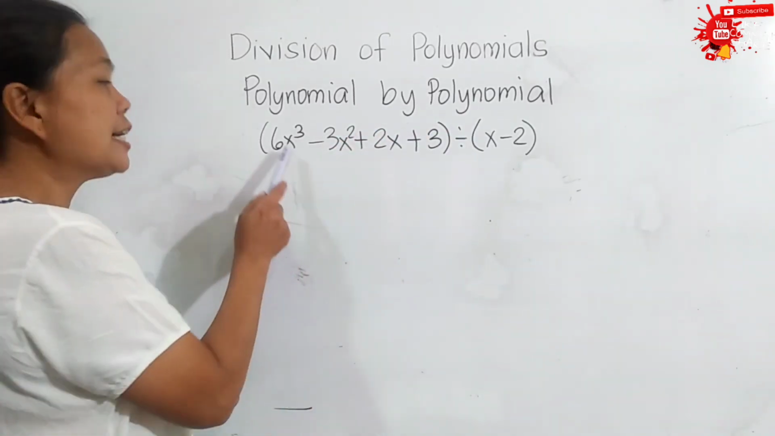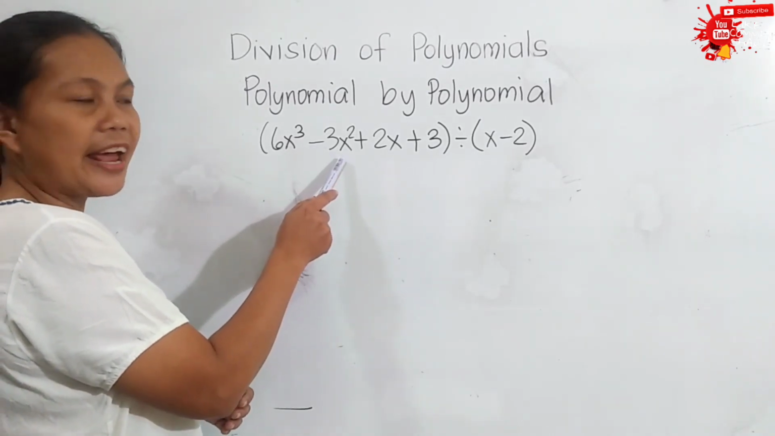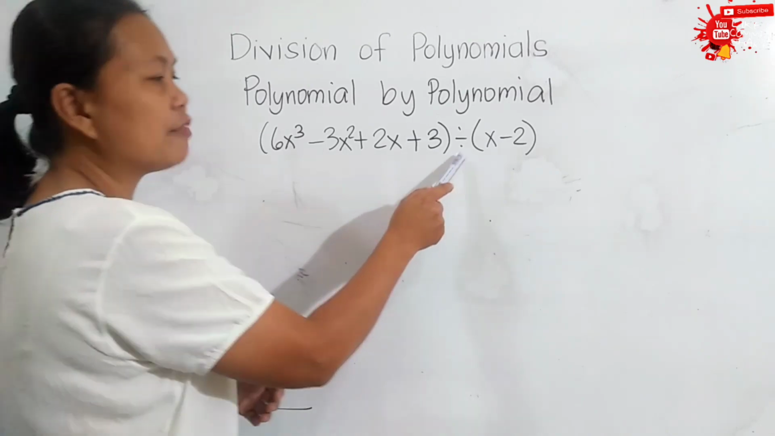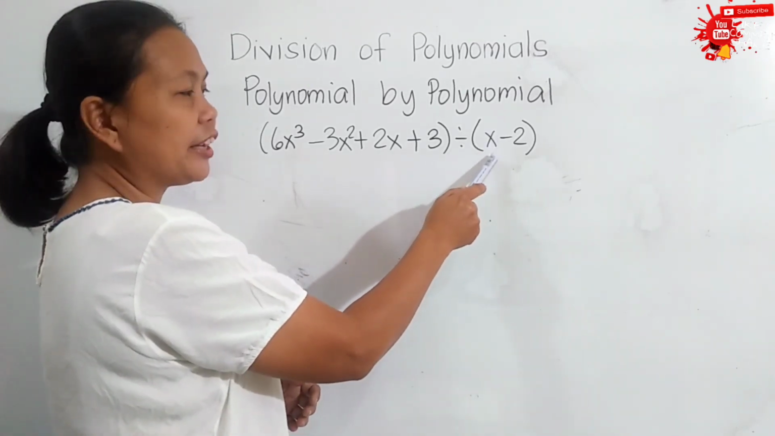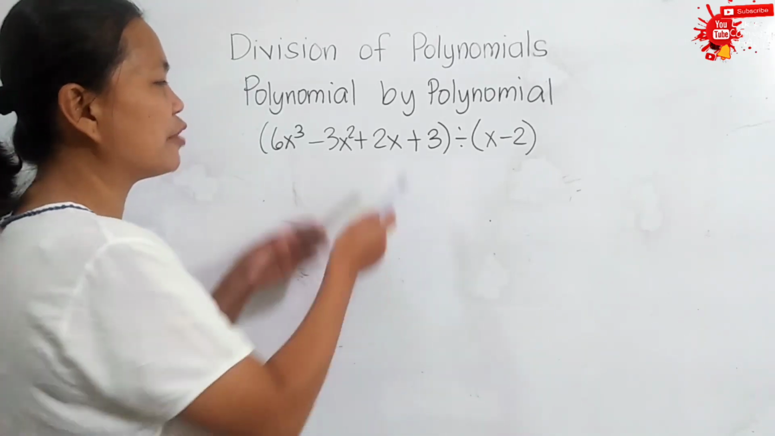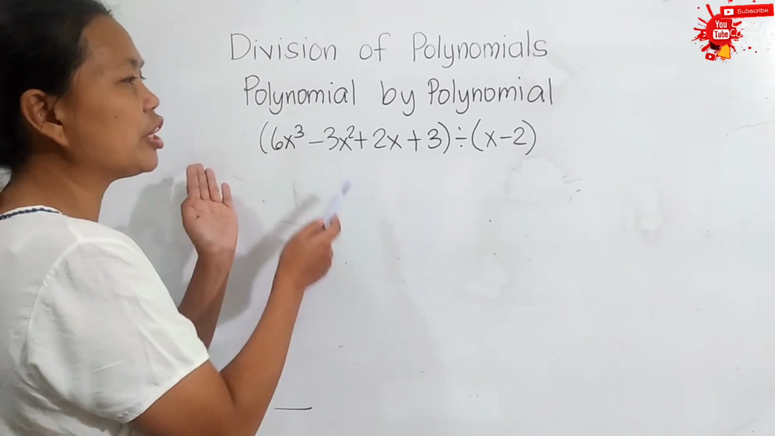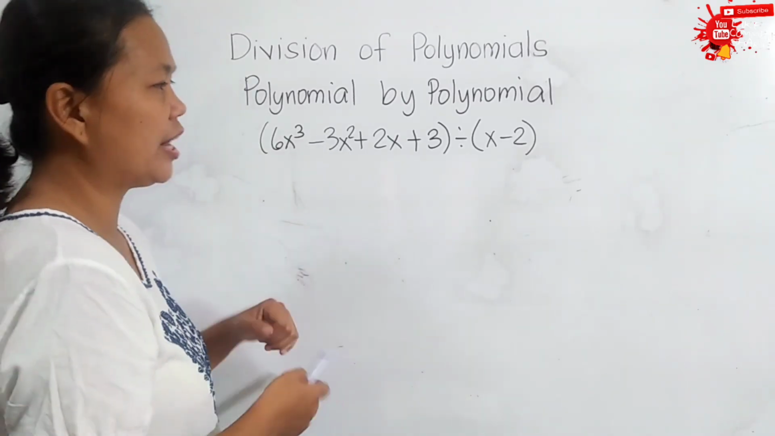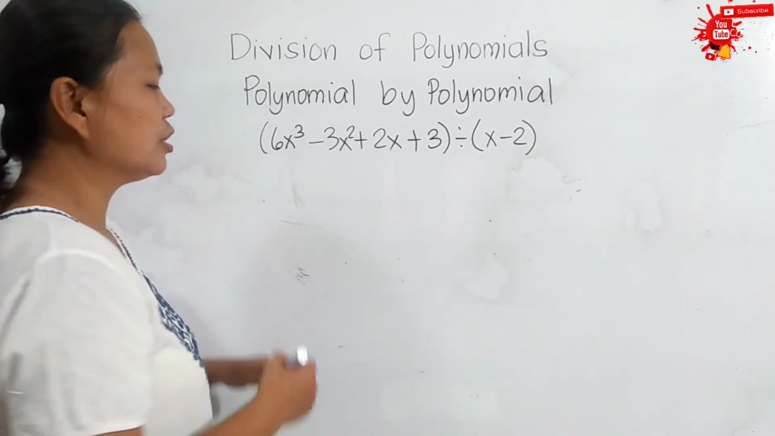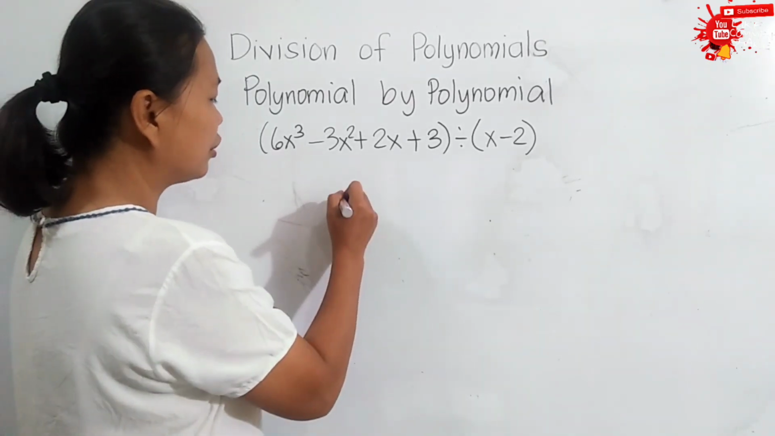So we have here the quantity of 6x cubed minus 3x squared plus 2x plus 3 divided by the quantity of x minus 2. So if you notice, we have here multinomial divided by binomial. That's why we called it polynomial by polynomial. Our divisor consists of more than one term. So now, if this will be the case, we will use the long division.